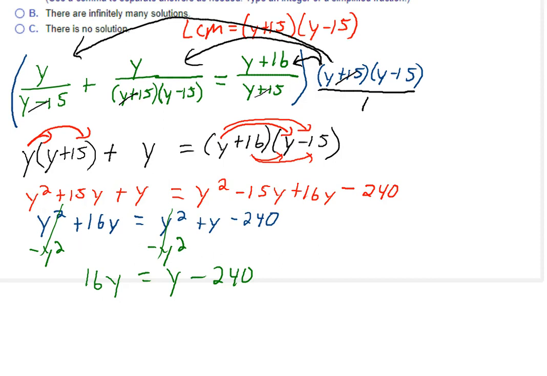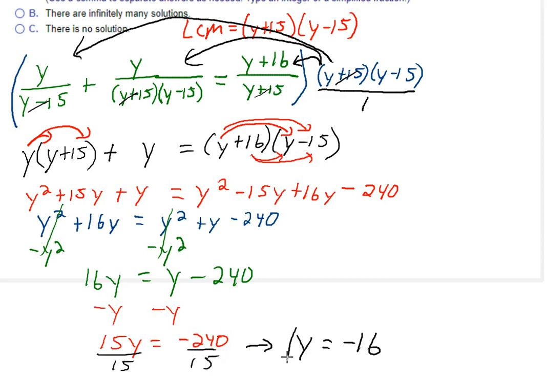And so the way we solve a linear equation is we get x, or in this case y, by itself on one side. And so we'll subtract the y over to this side, so we get 15y equals negative 240, and then we divide by 15 on both sides. And we end up with, I'll just write it over here, y equaling negative 16. And so that would be my final answer.